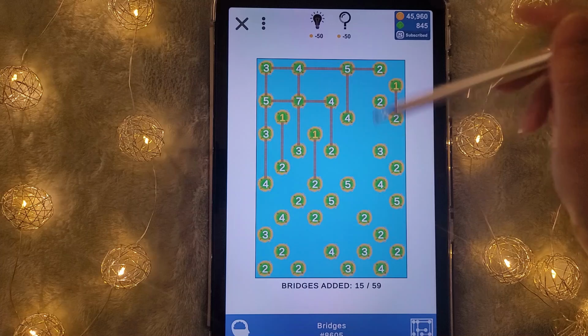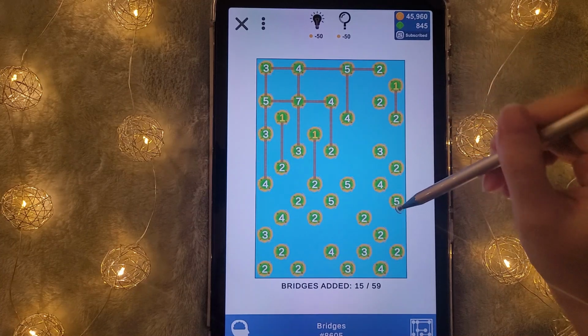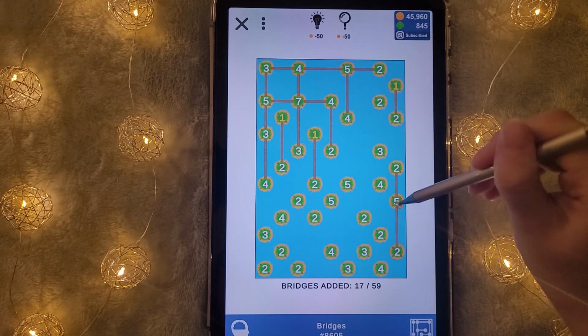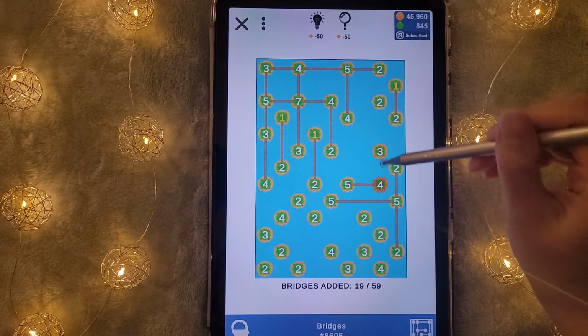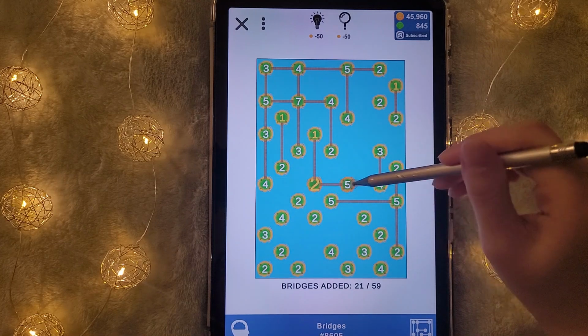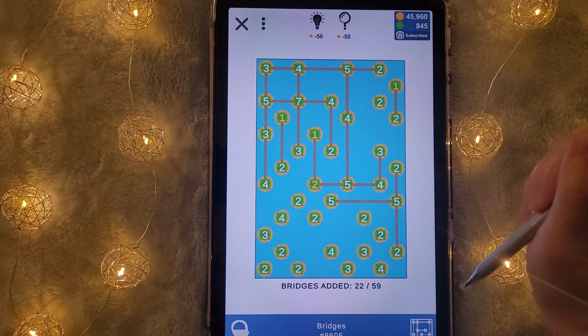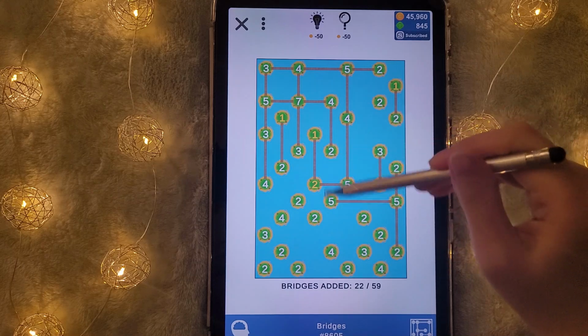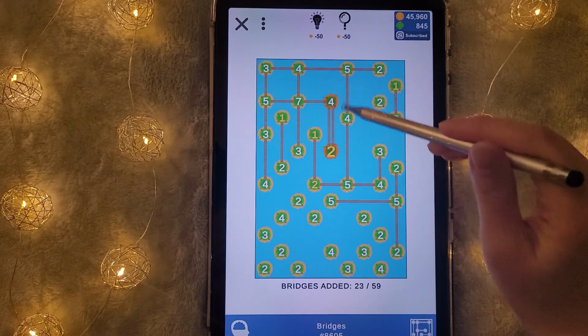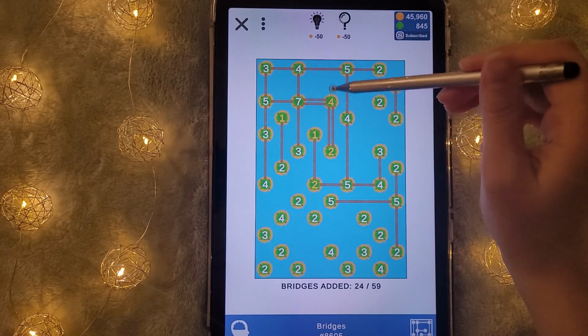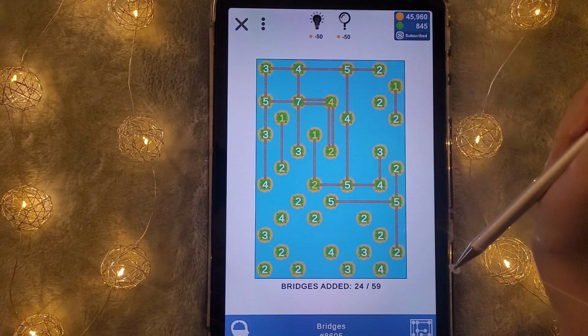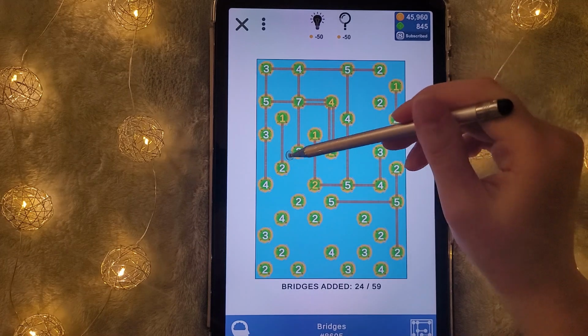3 options, so I can't place any of the bridges yet for that. It's 5, it can go like that. And now this 4 only has those 2 options, and this 5 only has these options. And then we've blocked this route for the 2, so the second bridge has to go up to the 4. And the fourth bridge for the 4 has to go over this way to the 7.